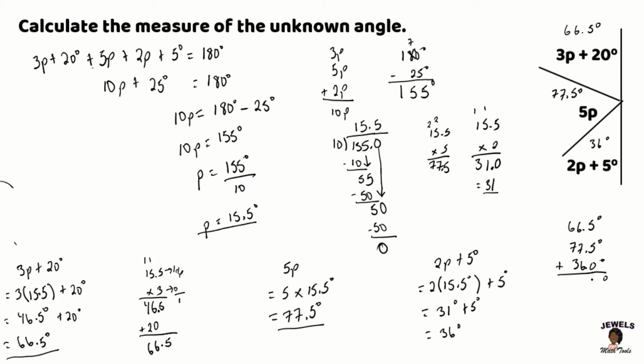So 5 plus 5 is 10. We put our 0, carry the 1. 6 plus 1 is 7. 7 plus 7 is 14. 14 plus 6 is 20. So we put our 0, carry the 2. 2 plus 6 is 8. 8 plus 7 is 15, and 15 plus 3 is 18. And we drop our decimal point right down from where it is.